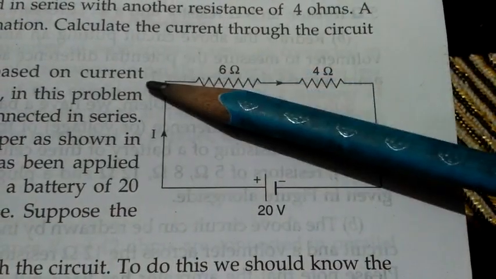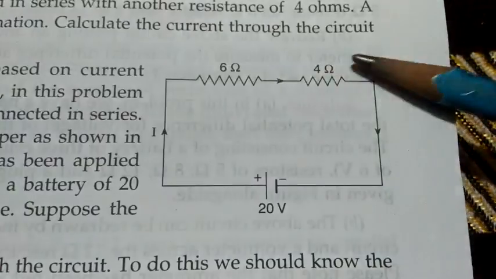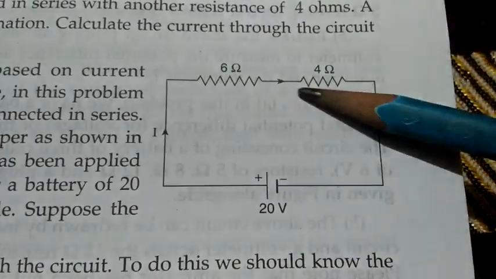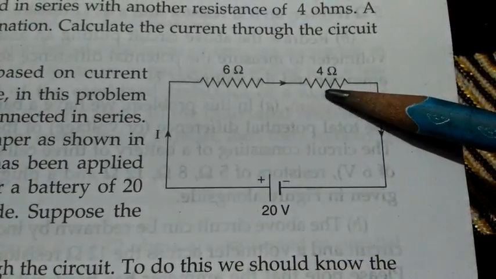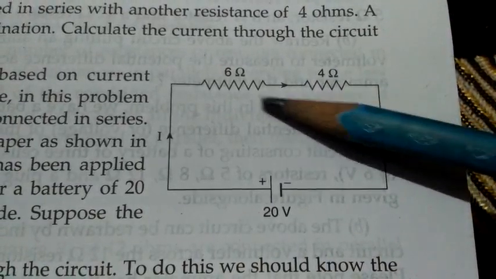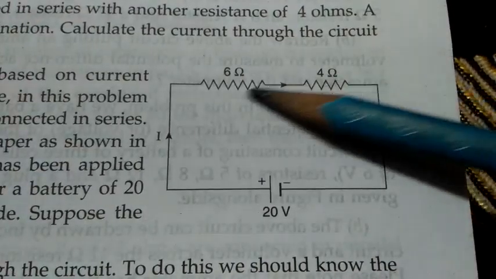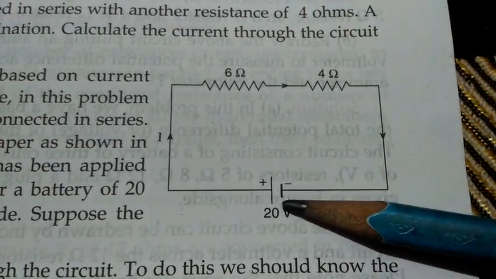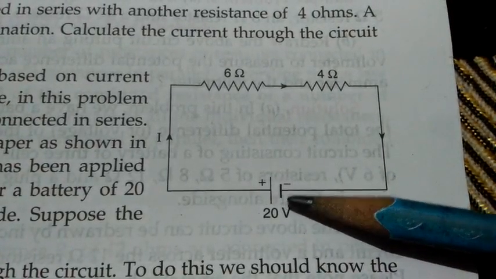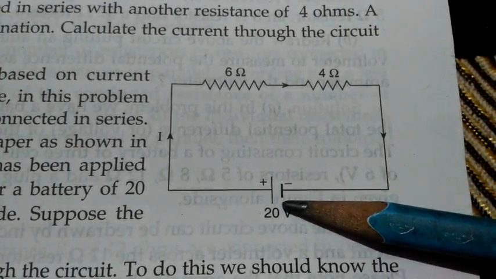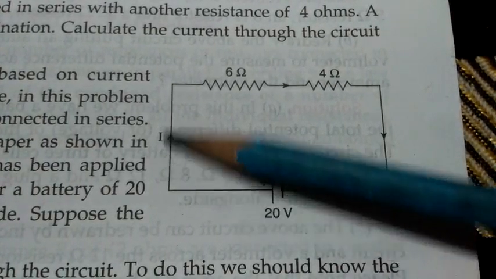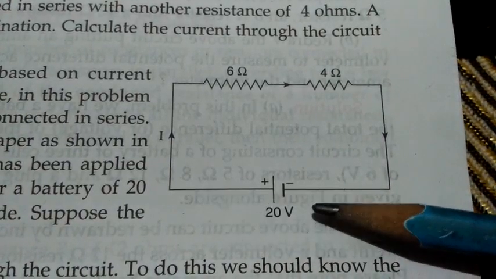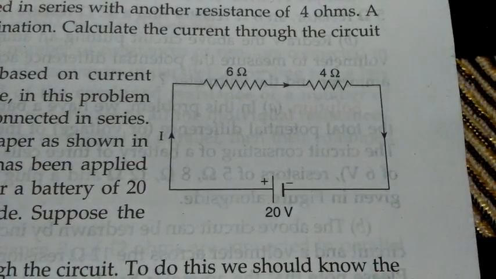Now in the next problem, you are given one circuit. In this circuit, two resistors are connected in series. You must remember we have studied series and parallel circuits also. These two resistors are connected in series, and they are connected with a 20 volt battery. Here we have to find out the total current flowing in the circuit. To find the total current, we first have to find the total resistance.